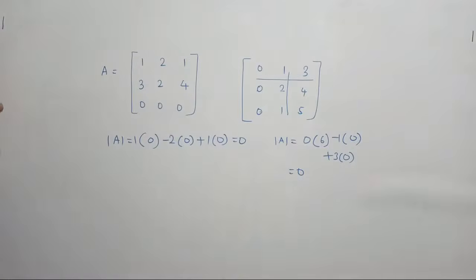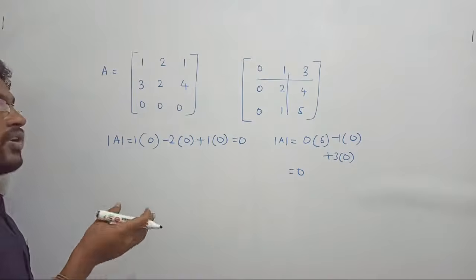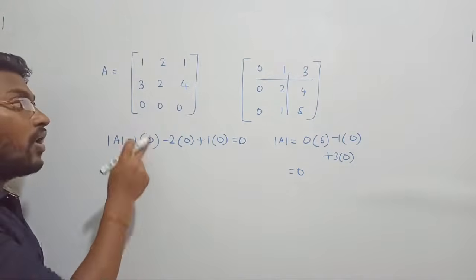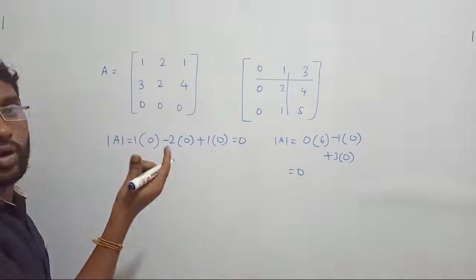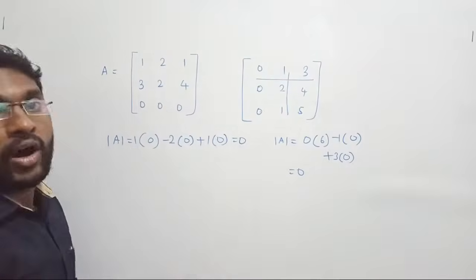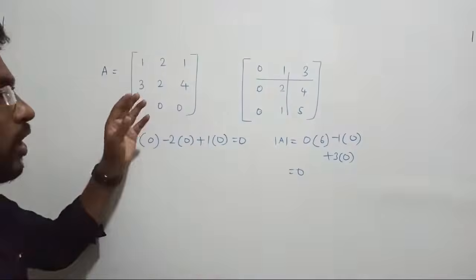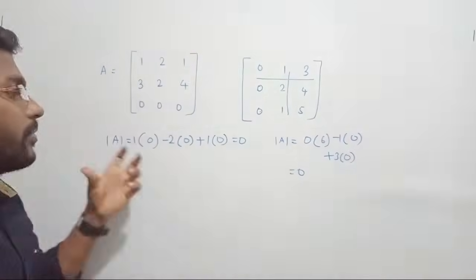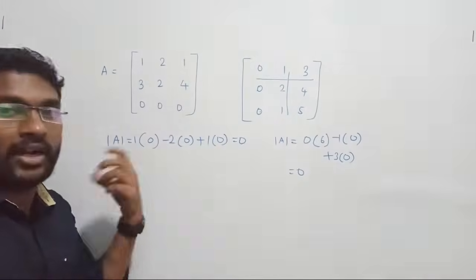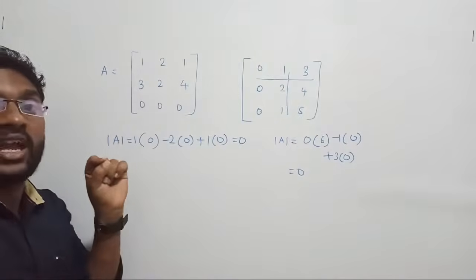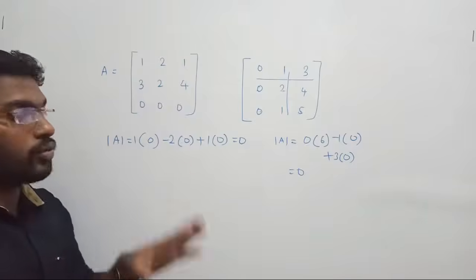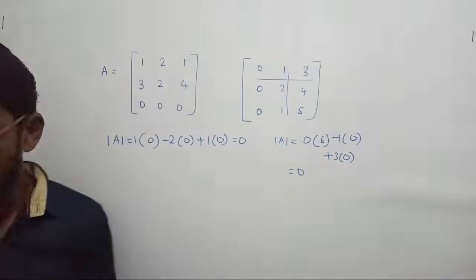What is the conclusion? If all the elements of any one row or one column of a matrix are 0, then the corresponding determinant of the matrix is also going to be 0. In a selected matrix, if each and every element of a row or column is 0, then its determinant is also 0. That's all clear. That is the next property.